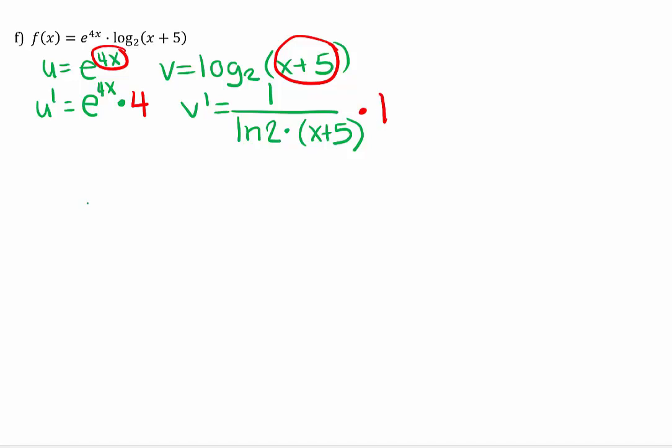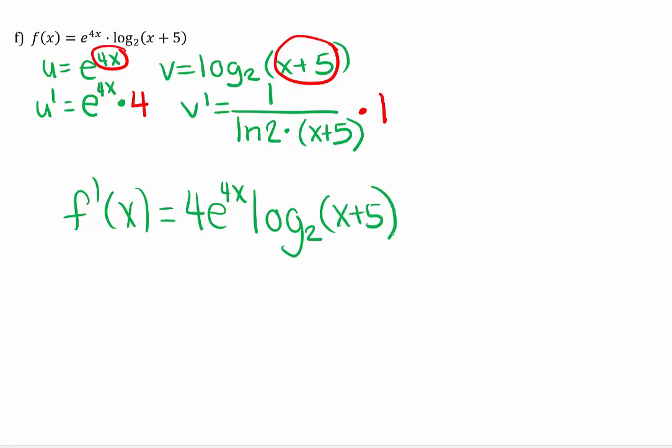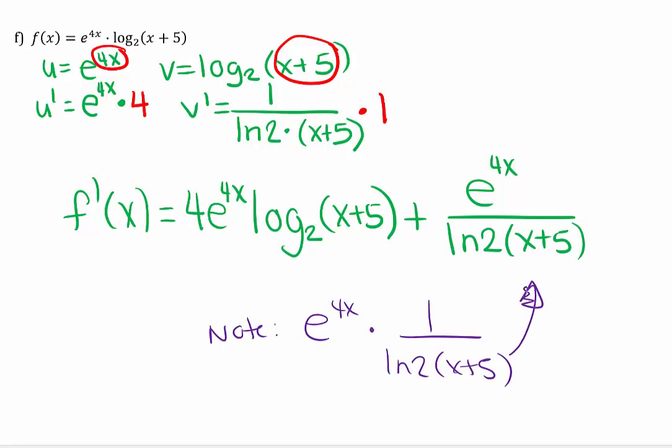Now, using my product rule, I'm going to take u prime times v, so 4 e to the 4x times log base 2 of x plus 5, plus v prime times u, which I'm going to write as an e to the 4x over natural log of 2 times x plus 5. And that's my answer here. There really isn't any simplification we can do with that. That is our derivative.